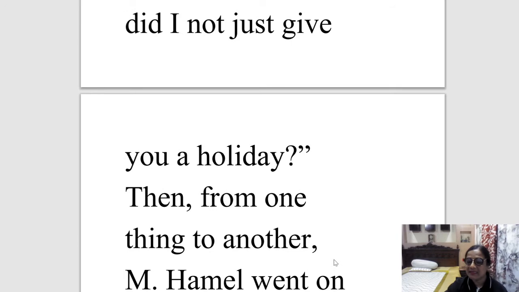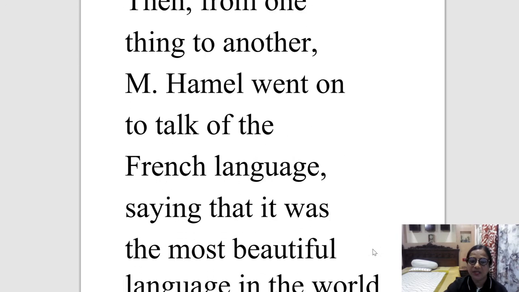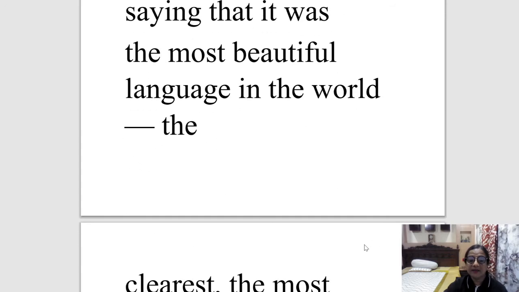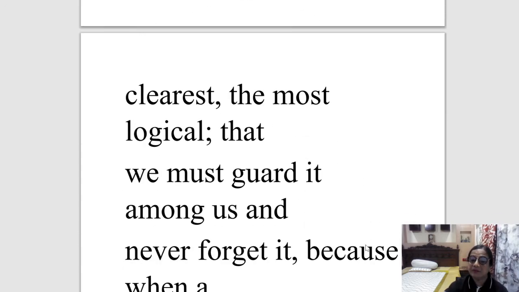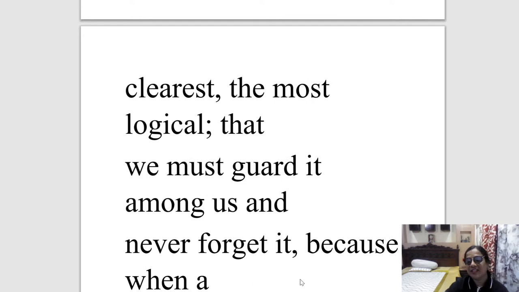Then, from one thing to another, M. Hamel went on to talk of the French language, saying that it was the most beautiful language. Of course, he is thinking good of his own country. He's speaking of his own language, that French was the most beautiful language in the world, the clearest, the most logical, that we must guard it among us and never forget it. So, M. Hamel says that they should protect their language, they should guard their language, and they should never forget it.